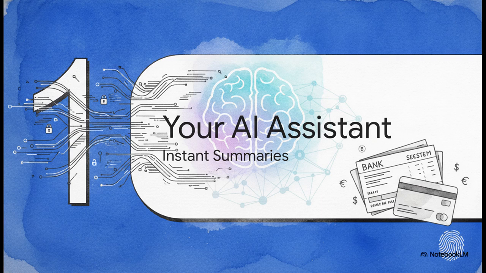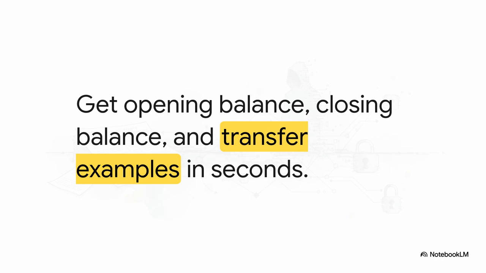Section 1. Meet your AI assistant. Instant summaries. So how does this actually work in practice? Well, the moment you upload a bank statement into a new notebook, NotebookLM gets right to work. Within literally seconds, it generates a neat short summary of the document. You don't even need to reach for a calculator. It immediately identifies the key details. We're talking your opening balance, your closing balance, and it even pulls out examples of specific transfers. This is absolutely crucial because it completely eliminates that awful manual data entry phase, giving you an immediate, high-level snapshot before you even ask your very first question.